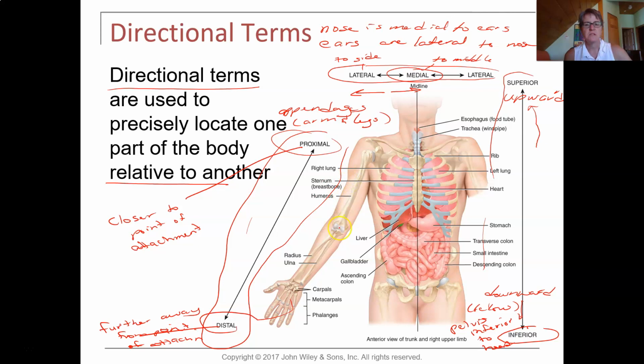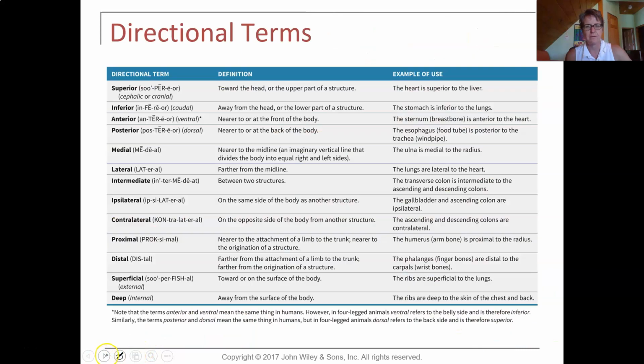Further away from point of attachment. So this is like saying my elbow is closer to the point of attachment than my wrist. Okay, so my elbow is proximal to my wrist. Wrist is distal to elbow. Knee is proximal to toes. Knee is closer to the point of attachment, closer to my hip than my toes. Toes are distal to knee. And I'm sure when I see you guys on Friday, we're going to revisit those ones.